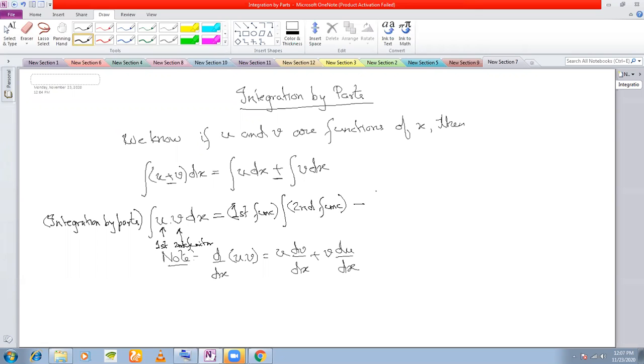Minus integral of derivative of the first function into the integral of the second function. Okay, you remember this formula in this way.